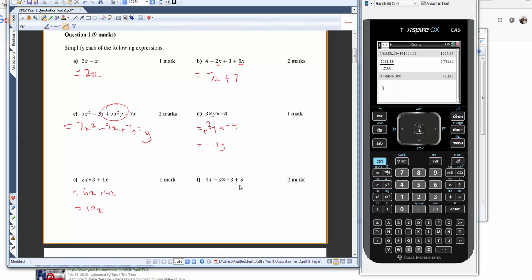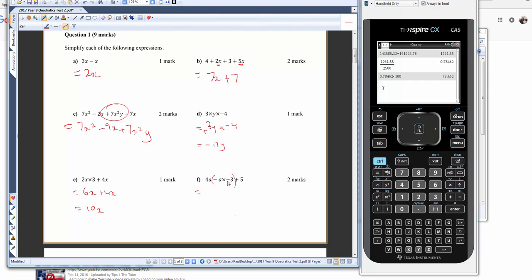Alright, this one was a little bit tricky, girls, and a lot of you got this one wrong. So a lot of you went 4a take away a is 3a first of all, but you needed to make sure you adhere to the order of operations. So what we've got to do is actually do the multiply first. If you want to imagine it, that's like in a bracket.